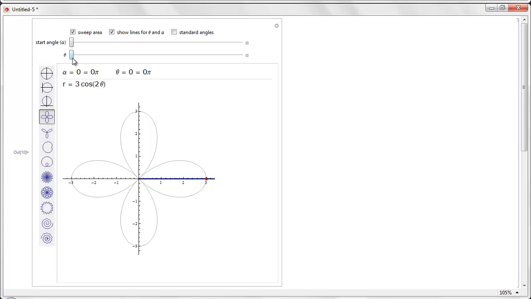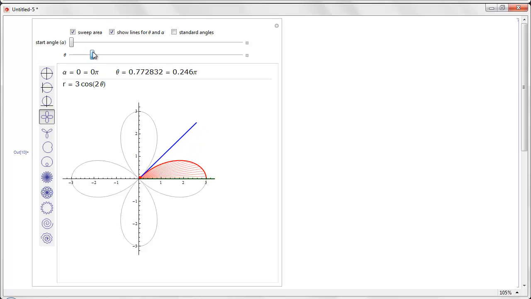So here's an example, r equals 3 times cosine 2 theta. We're going to work with this one in our next example. So as we go around here with theta, you can see it sweeping out the entire area. However, in order for our area formula to work, we can only do sections of the curve where r is completely positive or completely negative.